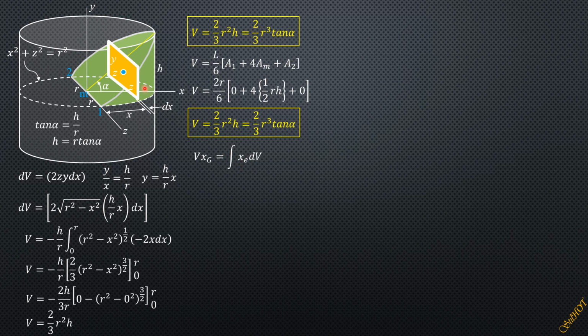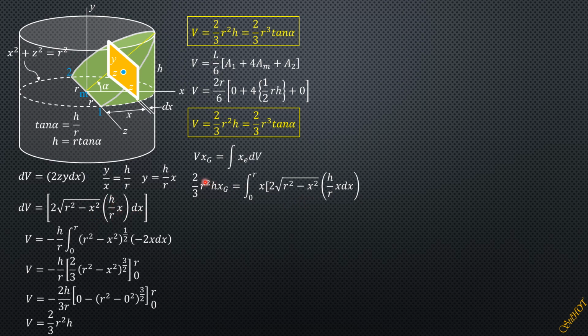This x of the element is simply the distance of the centroid of this slab. When projected, it's here, and the distance from the YZ plane is simply x. So x sub e is just x, and differential volume is equal to this part, so we just copy that. So volume, which is 2/3 r squared h, times xg equals the integral from 0 to r of xe, which is just x, then differential volume 2 square root of r squared minus x squared h over r times x dx.